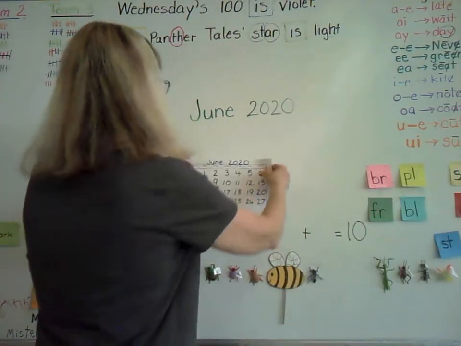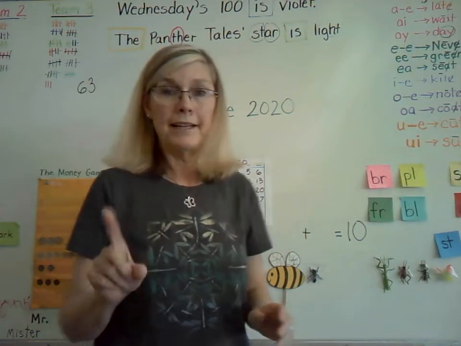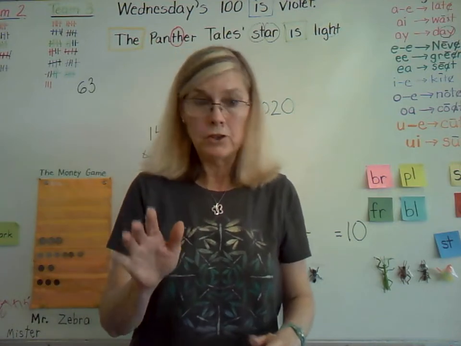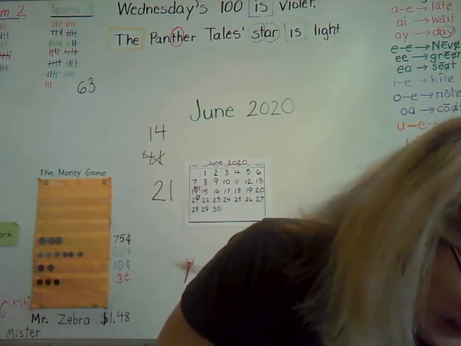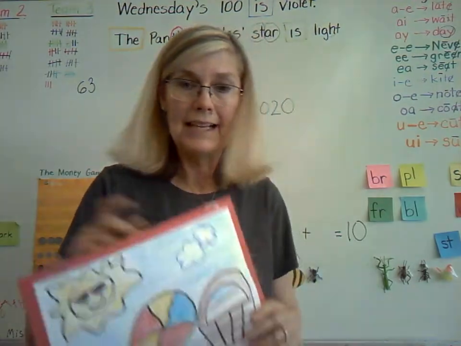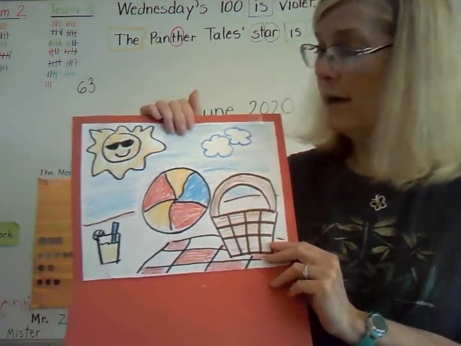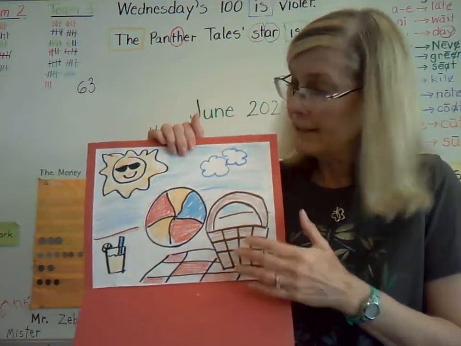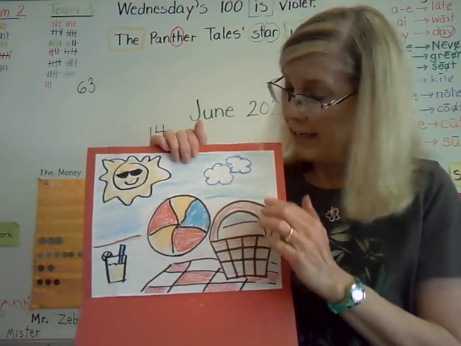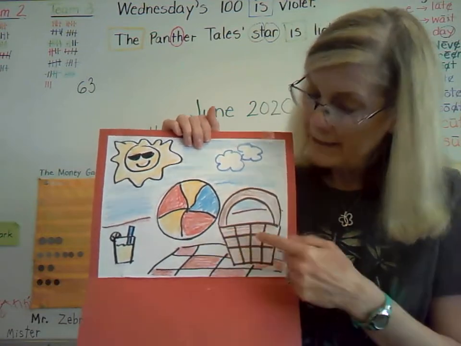Now, when you're done with that part, we get to do the illustrations. Now, I'll go ahead and show you my example. I did a summer scene because June is a summer month. And I did a picnic scene there. We've got a nice sunny summer day. We've got a picnic basket there.